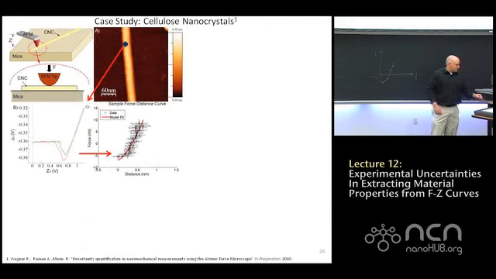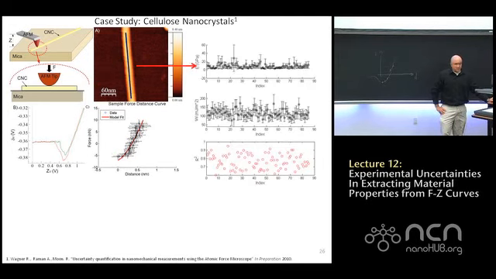So we do all this. This is just the same cellulose nanocrystal I was showing you before, where we showed one FZ curve, and the value from that FZ curve was 10.3 GPa. Well, now I'm going to collect 100 FZ curves. For each FZ curve, I can compute a combined standard uncertainty for both E and work of adhesion.